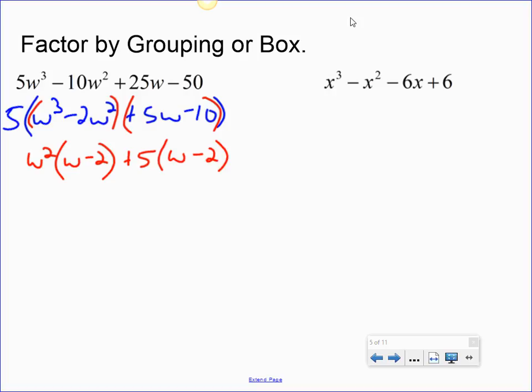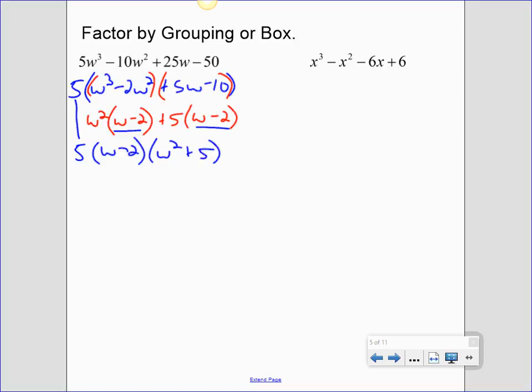Okay, so now we go back to that same idea of what's common here, and we can see that there's a w minus 2 common. So if I factor out a w minus 2, you'd be left with w squared plus 5. The last thing you must remember is to bring along the 5 that you had started by factoring out. Okay, if I would have done it using the box method, the first step would have been the same. I would have factored out the 5.